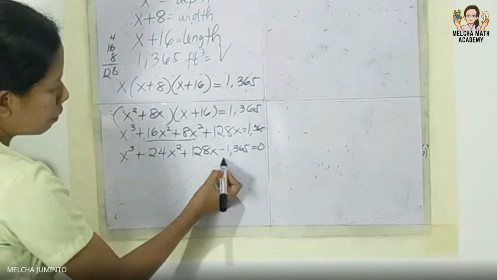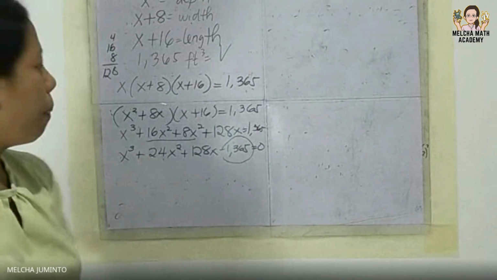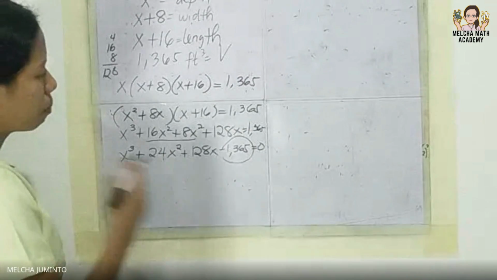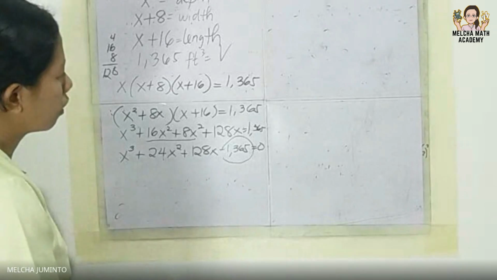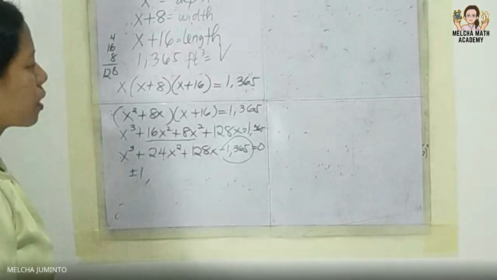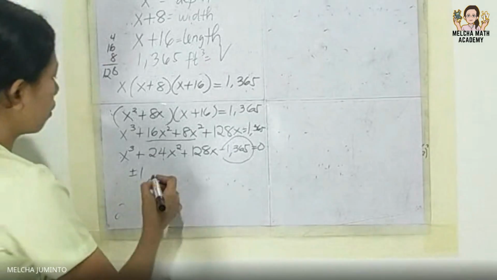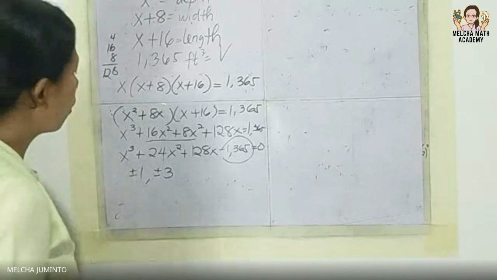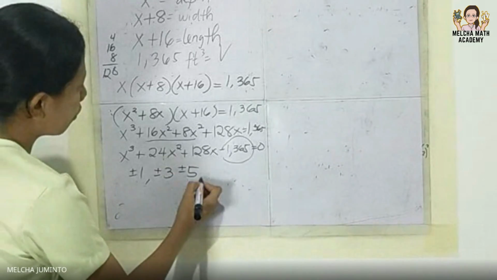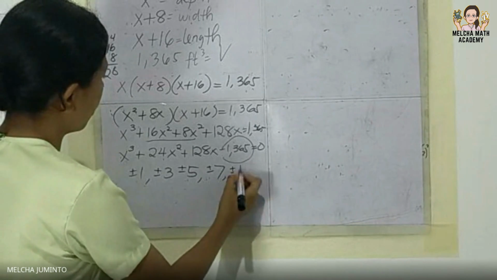Now we have this last term, 1,365. We apply the rational root theorem. It tells us that the possible roots are factors of 1,365. So here are the possible roots. It can be 1. 2 is not a possible root because 1,365 is not divisible by 2. But 3 can be a root because 3 is a factor of 1,365. Another is 5. You can also use 7, and then 13.